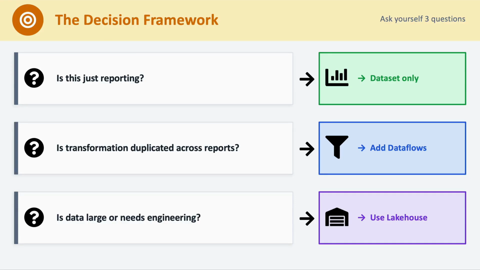So the decision framework is: ask yourself, is this just reporting? If it is, then it's a dataset only. Is the transformation duplicated? If it is, then add data flows. If the data is big or needs engineering, then use Lakehouse. So architecture is about separation of concerns. Preparation is not modeling, and it's not storage. Once you understand this, you stop building messy systems.